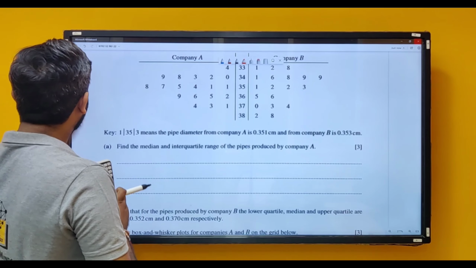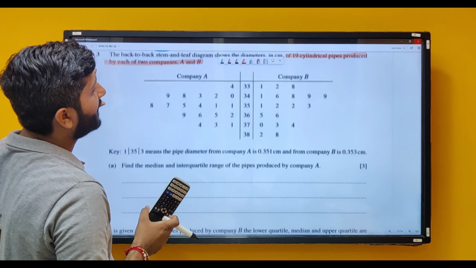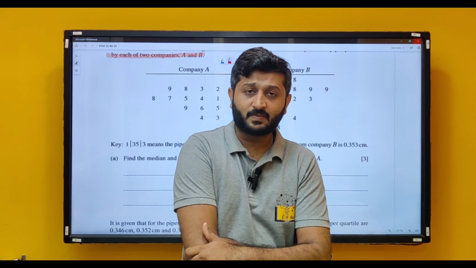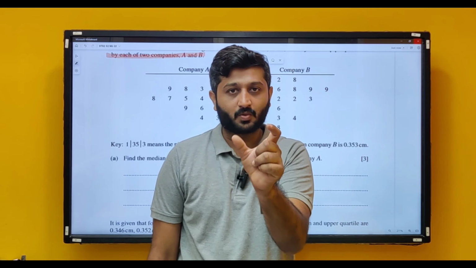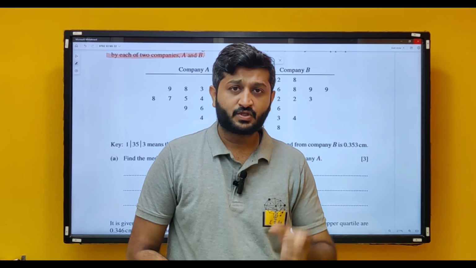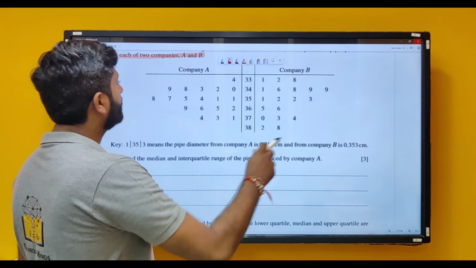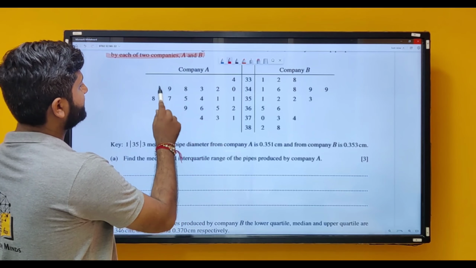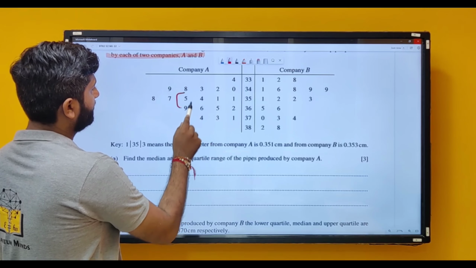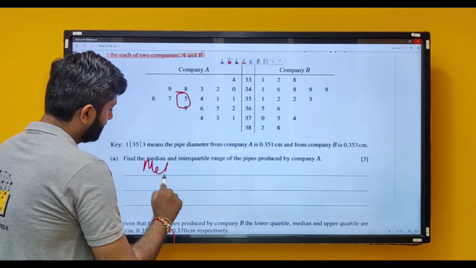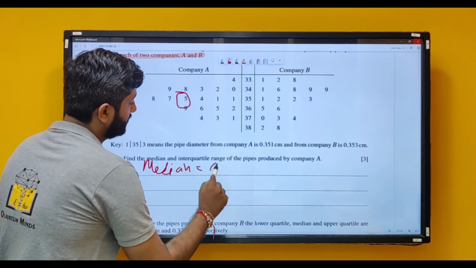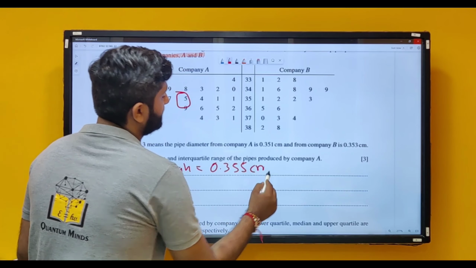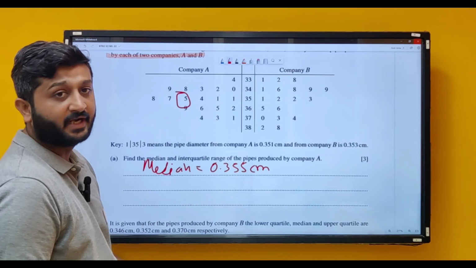So I'm supposed to find median. How many data do we have? I think we have 19 pipes, right? So the number of observations is odd, which means median is going to be 19 plus 1, which is 20, divided by 2, the 10th observation. So the 10th observation of company A is going to be your median. So let us go to the 10th observation. 1, 2, 3, 4, 5, 6, 7, 8, 9, 10. Right. So the median is going to be 0.355 centimeter.